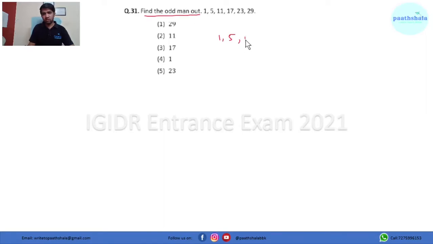Here it is 1, 5, 11, 17, 23, then 29. Look at the change. From 1 to 5, it has a change of 4. From 5 to 11, it has a change of plus 6. From 11 to 17, the change is plus 6. Similarly, from 17 to 23, the change is plus 6, and 23 to 29, the change is plus 6. So only two terms are odd man out, one is 5 and 1. So here the option is 4. That is 1.